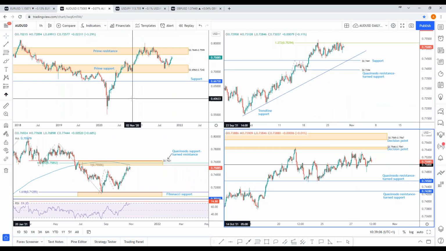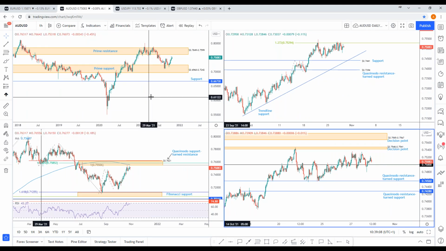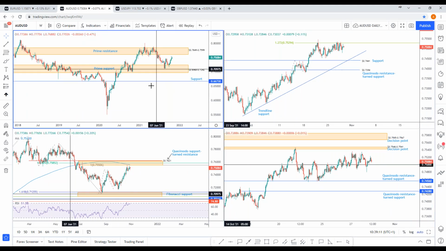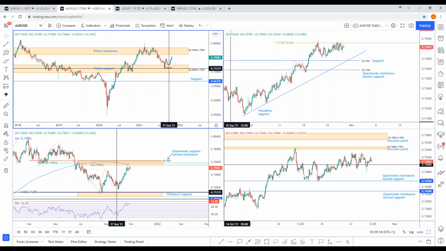So look, clicking over to the Aussie dollar, you can see by looking at the weekly time frame, we've come off prime support.